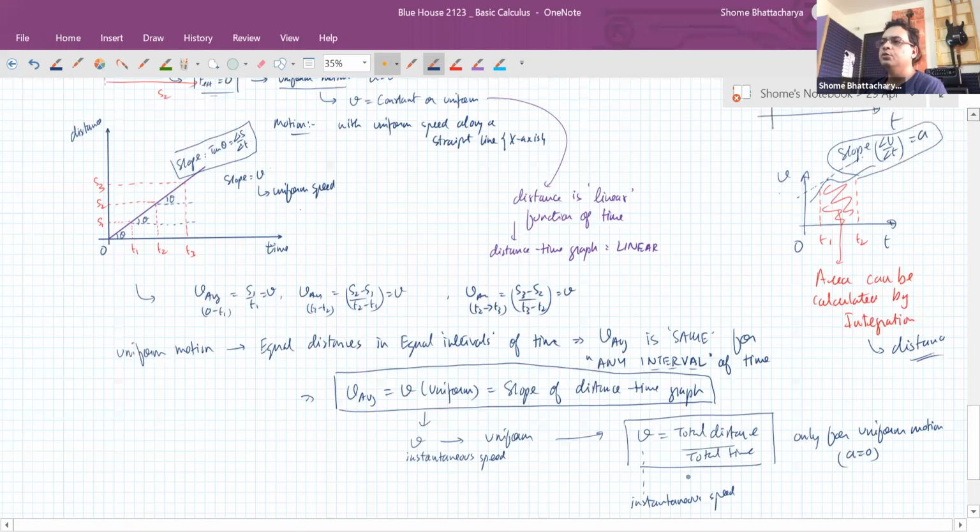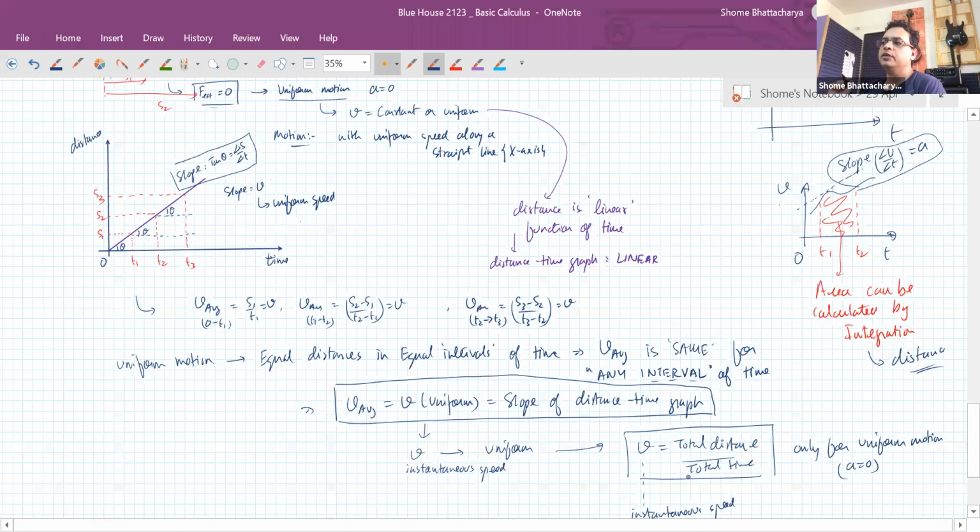We don't need to have a speedometer and all that. If we know that our vehicle is moving at a constant speed, we just need to measure the total distance it traveled and divide it by the total time of the journey. That will tell us the speed at any instant during the motion because it was never changing. It's remaining constant.